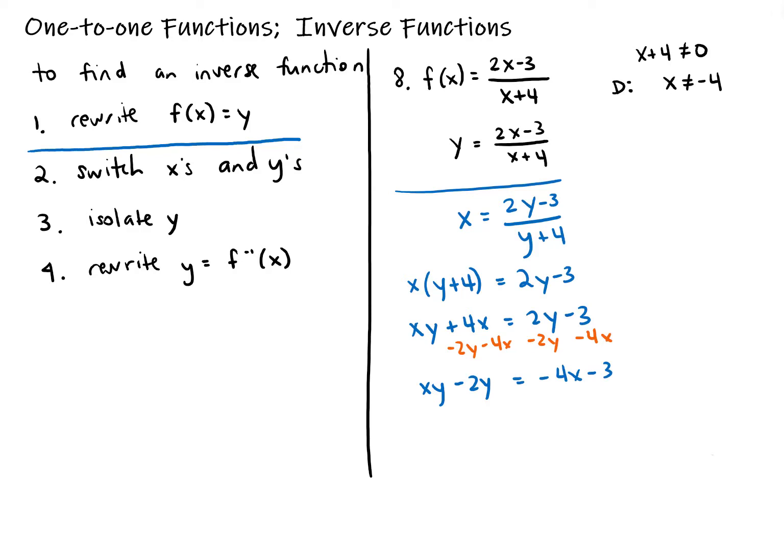Now that's because you always have to move all your y terms over to the same side, and then move all your non-y terms over to the other side. We're going to now factor out that y, and we're left with x minus 2 times y equals negative 4x minus 3. I'm going to divide both sides, and I get negative 4x minus 3 over x minus 2. And the last step you have to do is just make sure you write it in function inverse notation. So don't leave it as y, leave it as f inverse of x.